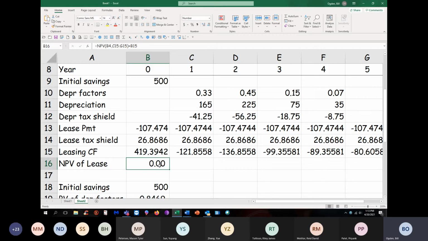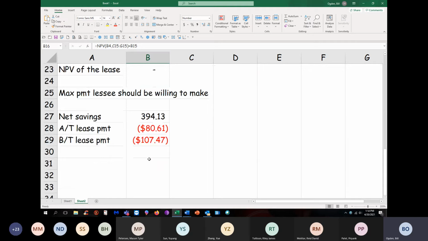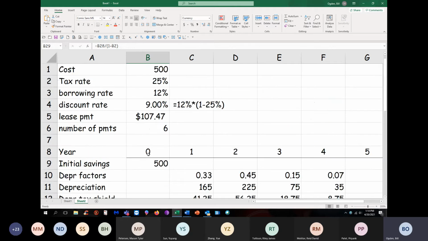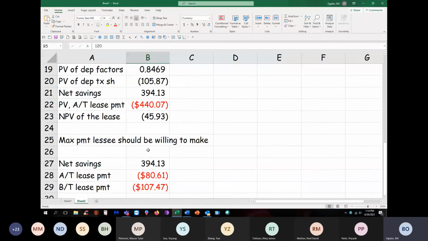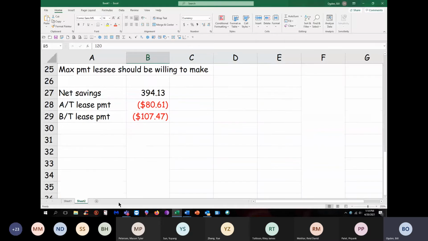So that's the break-even point between leasing and buying. That's the largest payment that this lessee should be willing to make. If you want, you can change this back to 120, so everything is following its logical conclusion. Any questions so far?